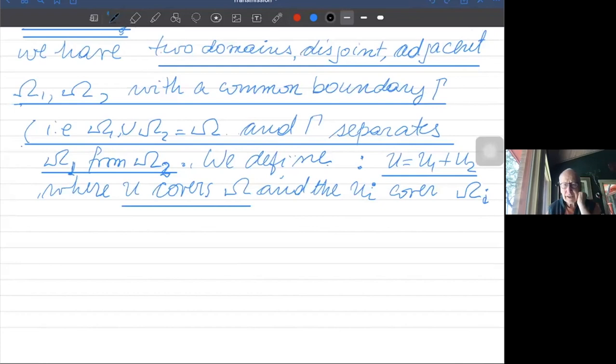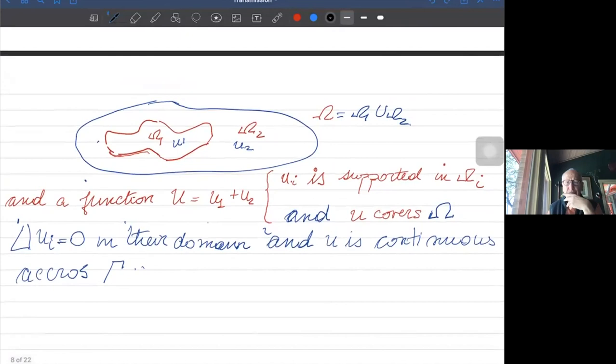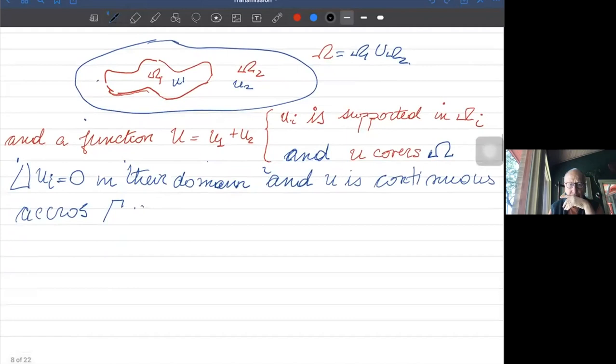So basically, you have a picture like this, where you have omega 1 inside omega 2. U2 is zero in the exterior boundary, and in the interior curve gamma, the two, U1 and U2, come together, complete the U. And then the Laplacian of Ui are equal to zero in each one of their domains, and U is continuous across gamma. So this is basically the situation we have.